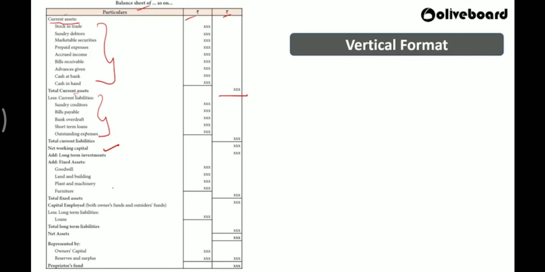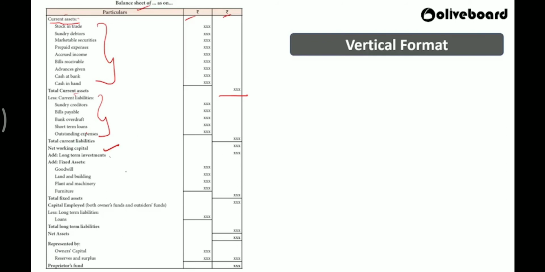Guys, again I'm telling you, this is not the exact format we have to prepare. It depends on the company to company, I mean, organization to organization. Few people will give fixed assets first, then current assets, and then total assets, and then they'll talk about liabilities. All right. Here I have given first current assets minus current liabilities. So it will give me net working capital.